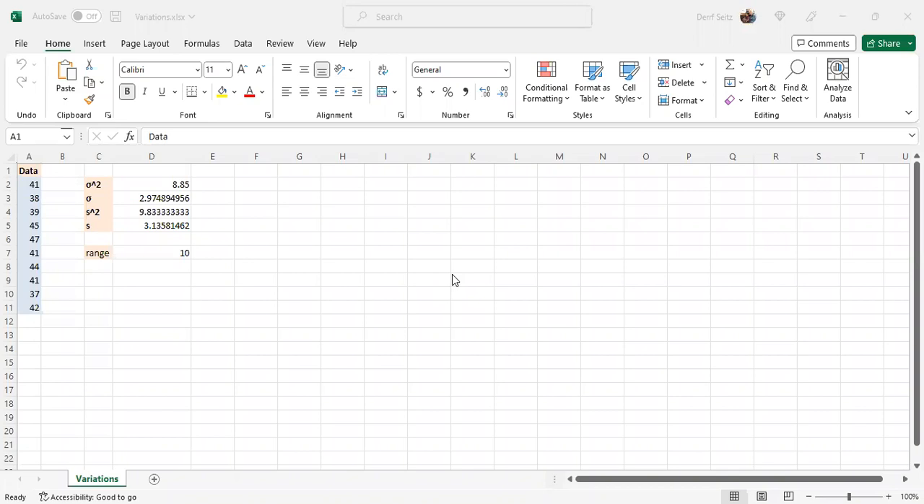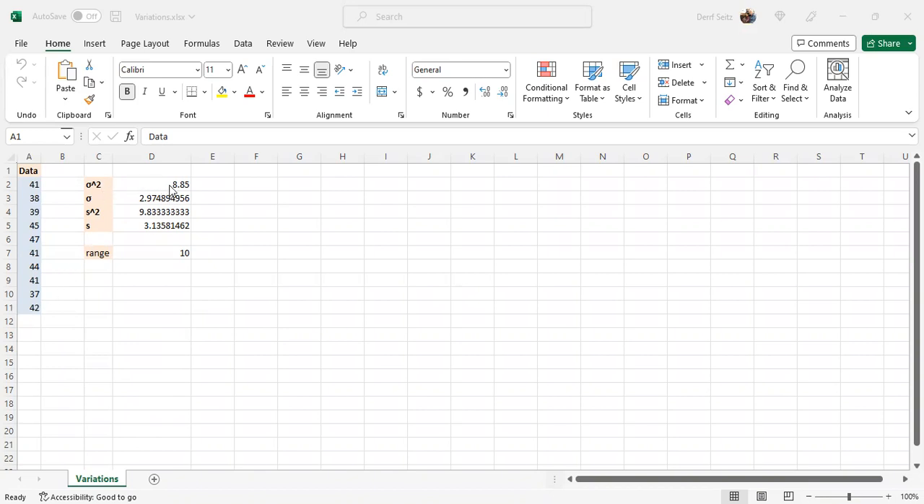Microsoft Excel variations. This video shows how to calculate statistical variations using Microsoft Excel. There's a data set here, a small one in the blue cells.